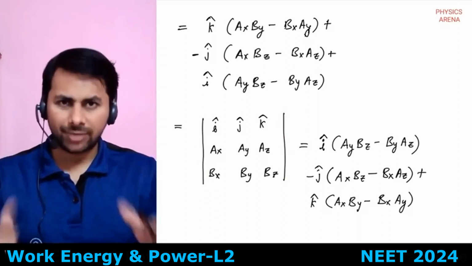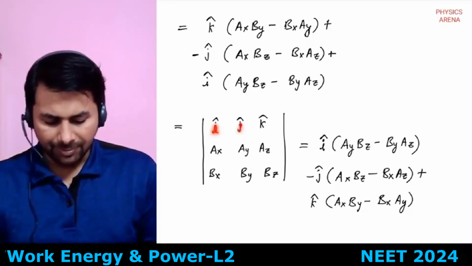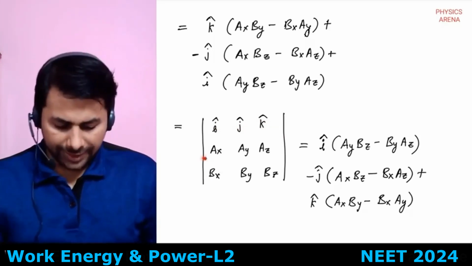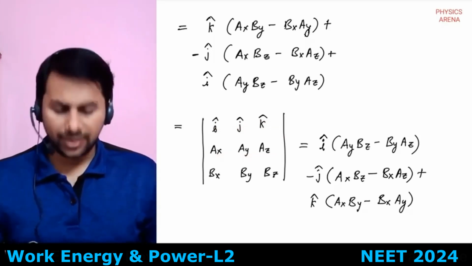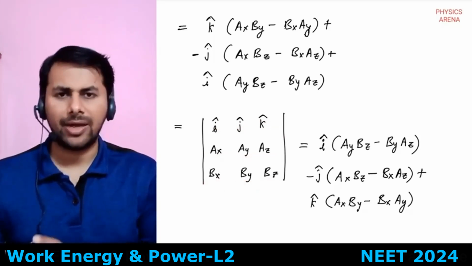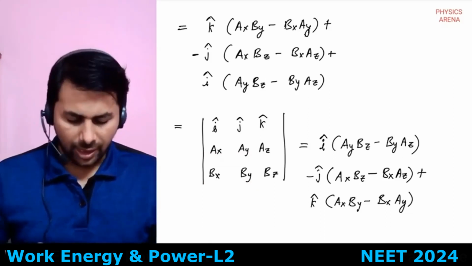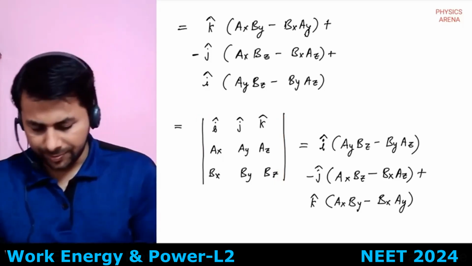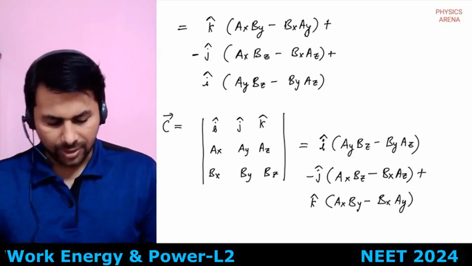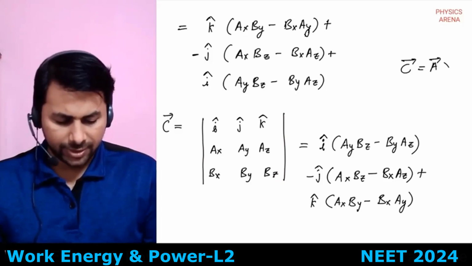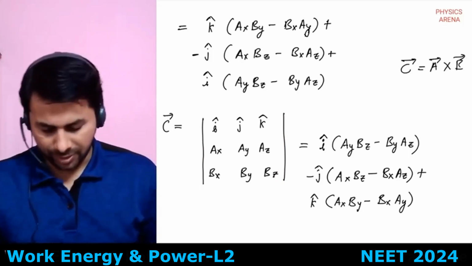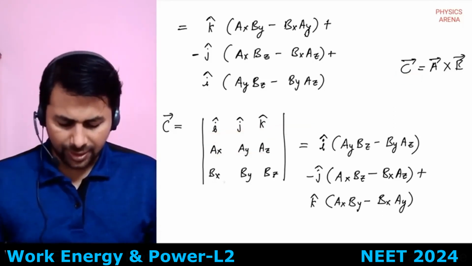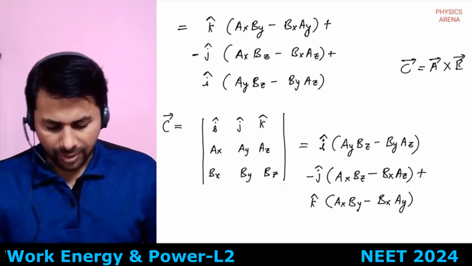This symbol is known as the determinant. The first row of the determinant is i cap, j cap, k cap. The second row is ax, ay, az. The third row is bx, by, bz. So this is your resultant. This is c bar, and c bar is equal to a bar cross b bar. So first row is i, j, k, second row ax, ay, az, third row bx, by, bz.